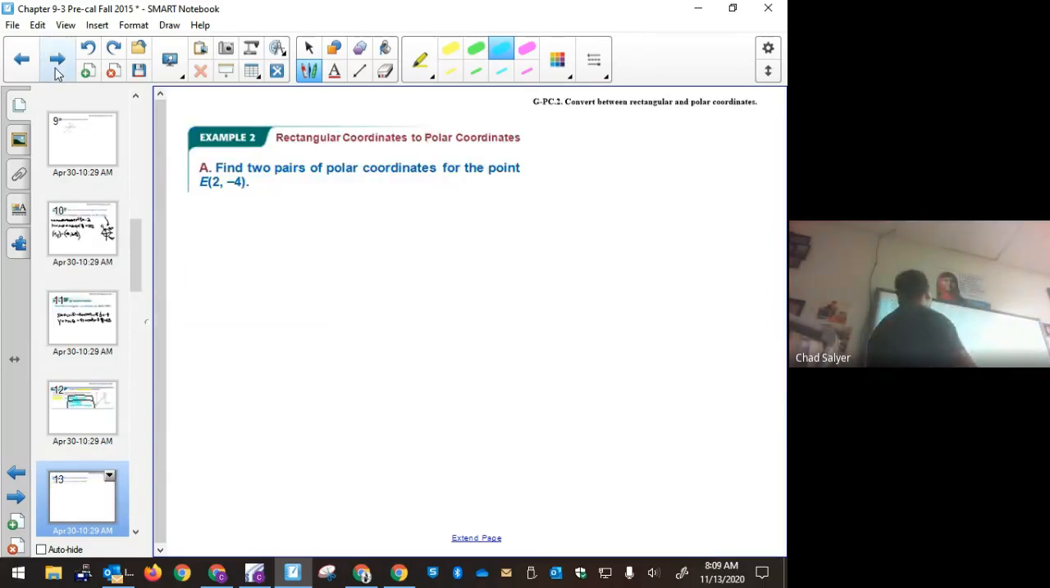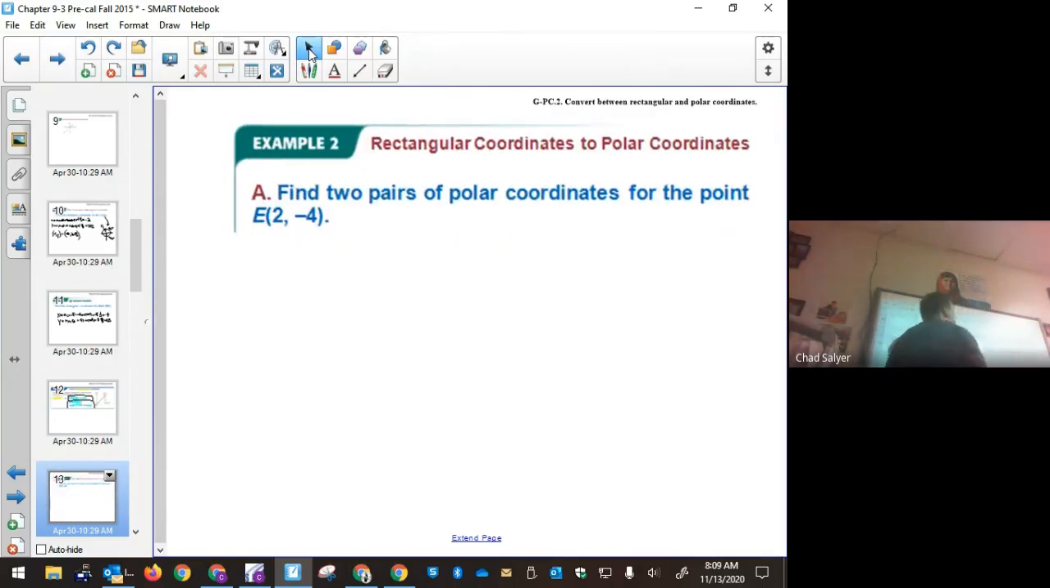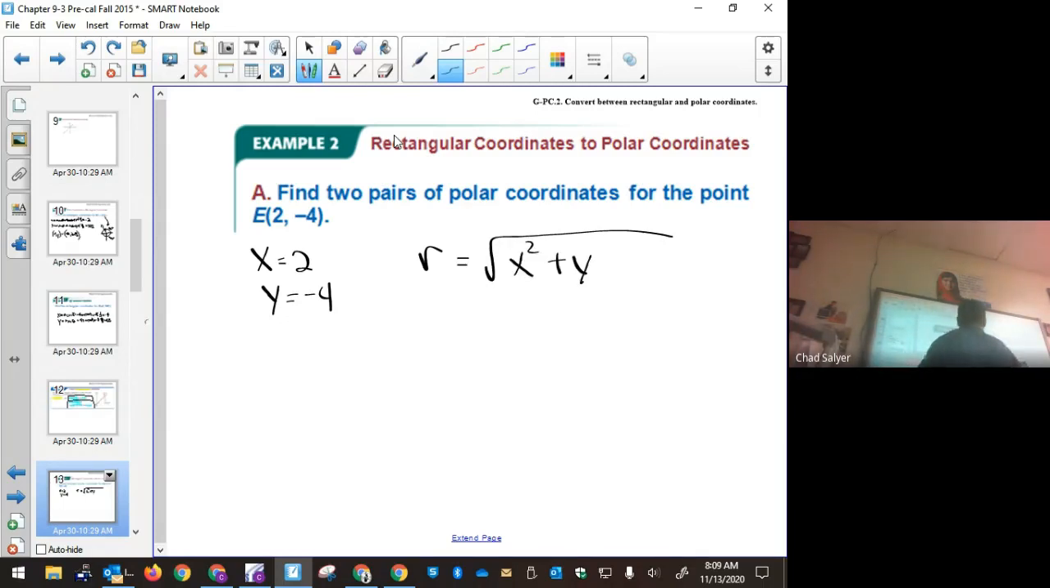Okay, so let's do it. Find two pairs of polar coordinates for this point. Remember, how many ways are there to express any polar point? 4. So we're going to find two of those for them. Doesn't matter which two. So here we've got x equals 2, y equals negative 4. So remember, r equals the square root of x squared plus y squared. This formula.